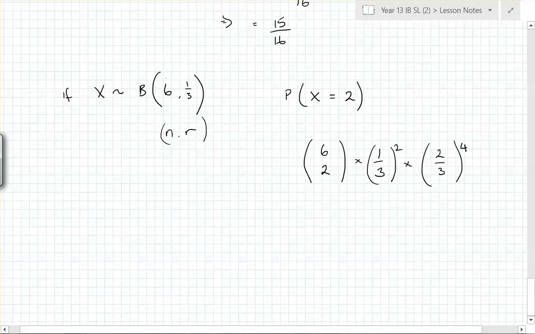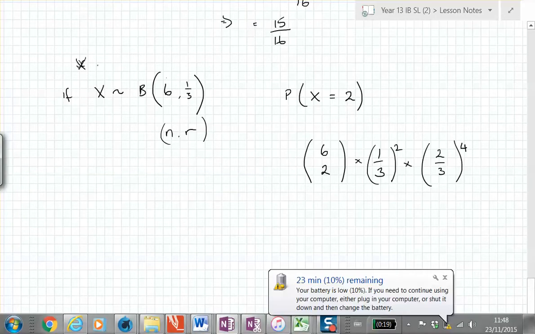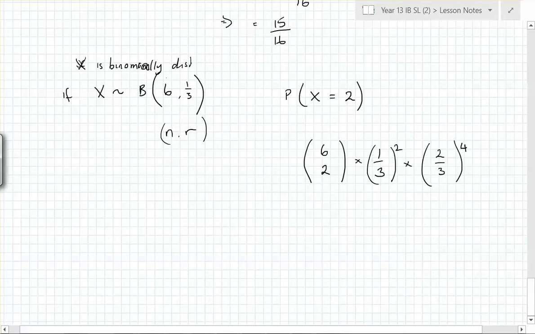And I am allowed to use the calculator, so it is just about reading. So that's just saying, well, x is binomially distributed. That's what this bit means. Okay.